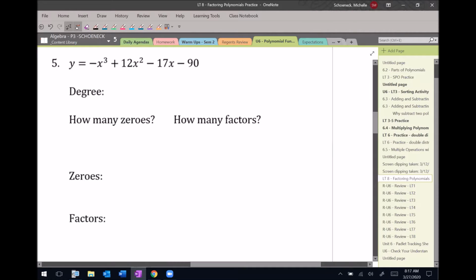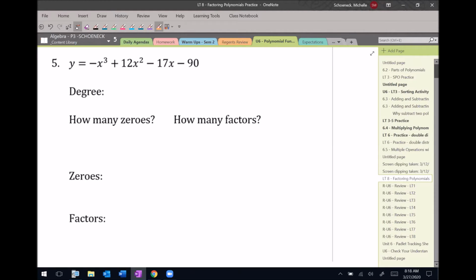All right, let's try another one. This example here: negative x to the third plus 12x squared minus 17x minus 90. What's the degree here? What's the highest x? 3. Okay, now remember, how many zeros there are is the same number. There's 3 of them. And how many factors? There's 3 of them.